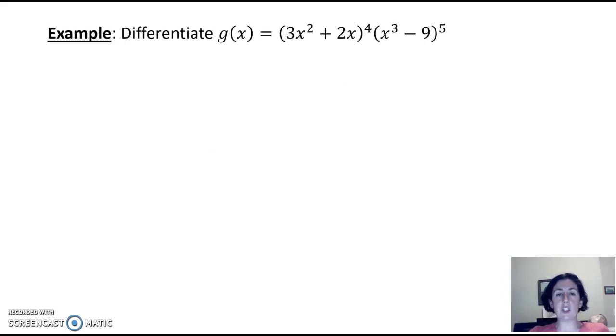Let's differentiate g of x, which is (3x² + 2x)^4 times (x³ − 9x)^5. Now notice in here we have variable times variable, which means we're going to need to use the product rule. Derivative of the first times the second, plus the derivative of the second times the first. But when we go to take the derivative of the first and the derivative of the second, then we're going to have to apply that chain rule.